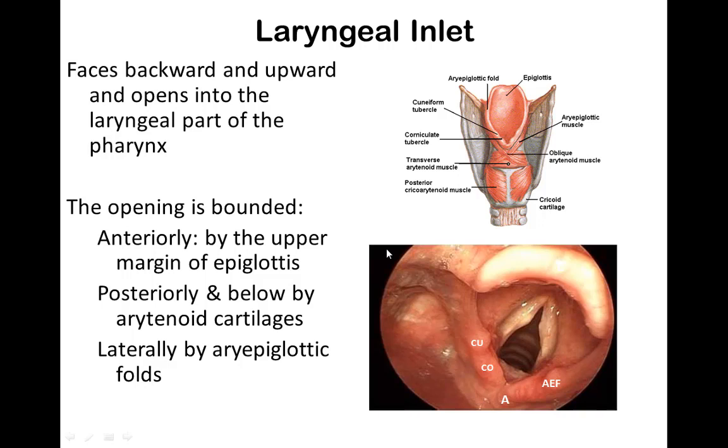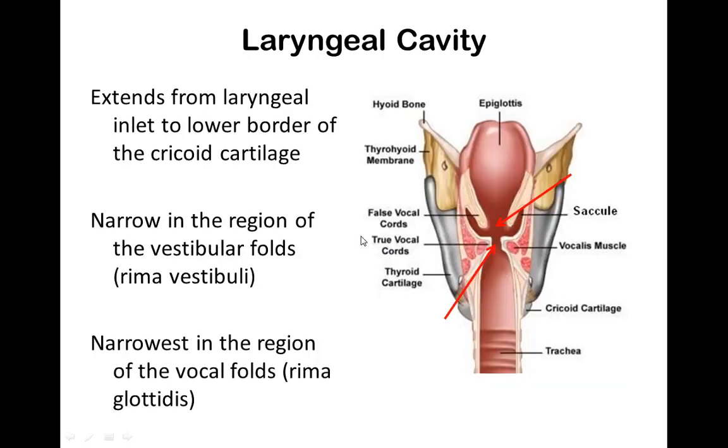The laryngeal inlet. The laryngeal inlet, as you can see, is formed here by the epiglottis, and posteriorly here we have the arytenoid cartilage, and laterally we have the aryepiglottic fold. The laryngeal cavity extends from the laryngeal inlet down to the level of the cricoid, and here we see this is the trachea. So this is the laryngeal cavity.